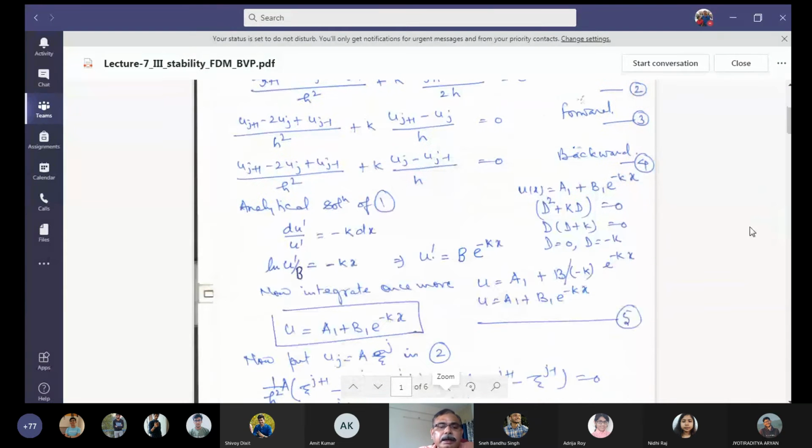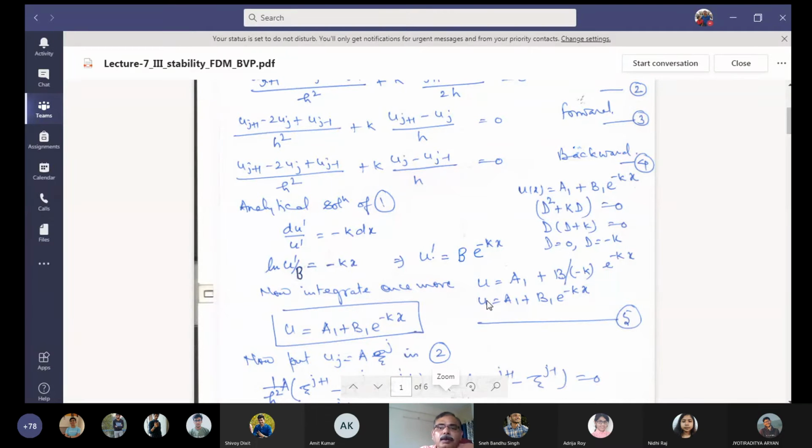Or you can integrate it directly by writing du prime divided by u prime equal to minus k dx. Integrate once, you will get u prime by a constant b, and then again integrate it, the same thing you will get. So either you proceed the auxiliary equation way, or you can proceed by integrating that. So you know that the exact solution is written as a1 plus b1 into e to power minus kx. Is that right? Yes, sir.